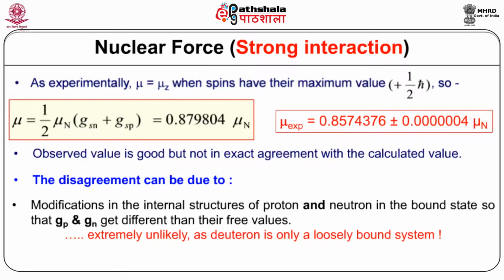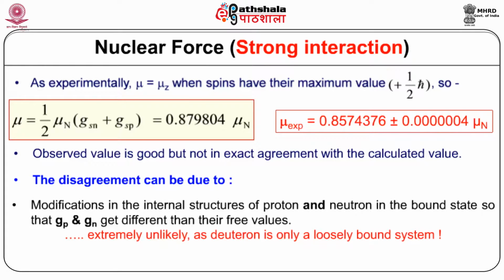0.879804, whereas the experimental value is measured as 0.857436776 plus minus 0.000004 mu n. So the observed value is found to be in good but not in exact agreement with the calculated value. So disagreement is seen between the measured value and the theoretical value. This disagreement in the magnetic moment can be due to various reasons.